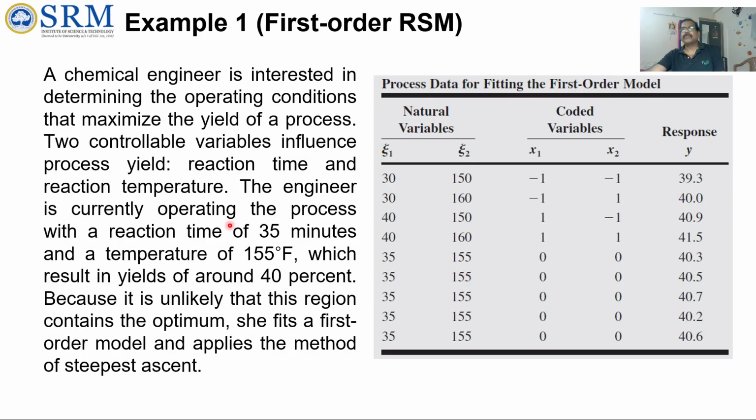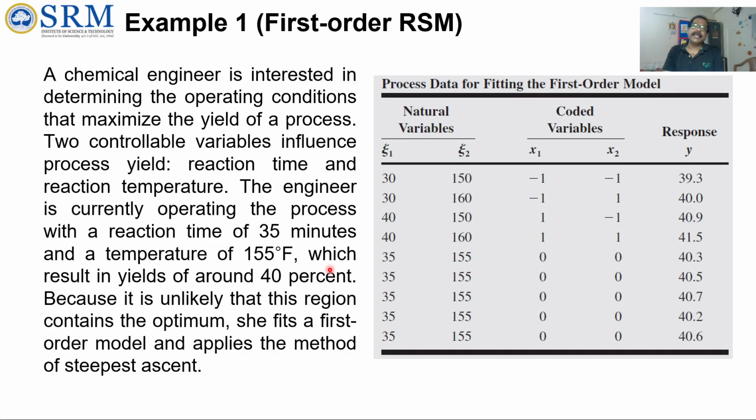Example: a chemical engineer is interested in determining the operating conditions that maximize the yield of a process. They are clearly stating that the purpose of the chemical engineer is to maximize the yield of the process. Two control variables influence process yield. What are the two control variables? Reaction time and reaction temperature. The engineer is currently operating the process with a reaction time of 35 minutes and a temperature of 155 degrees Fahrenheit, which results in yields of around 40%.